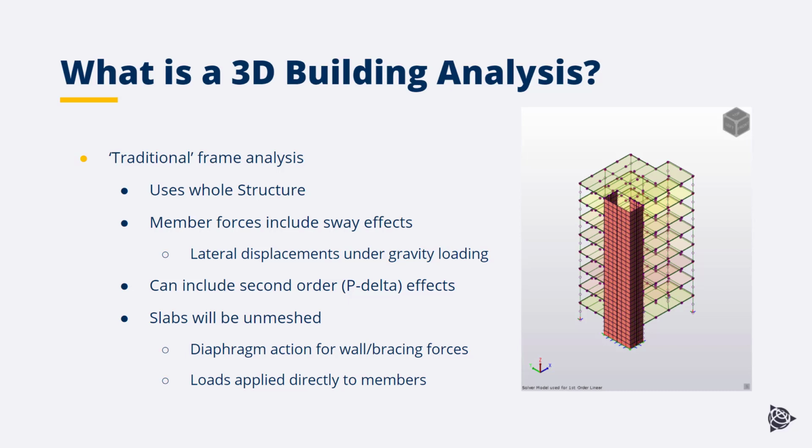By default, the slabs within the 3D analysis will be unmeshed, and this will allow the slabs to act as diaphragms, which will result in the lateral load in the system being transferred to the stability systems, such as our core walls or braced bays. Using a diaphragm to do this ensures the stability systems are used for resisting the lateral load and are designed for the correct forces. Any load applied to the slabs will be decomposed directly to the supporting members without considering the effect of the bending resistance of the slabs.